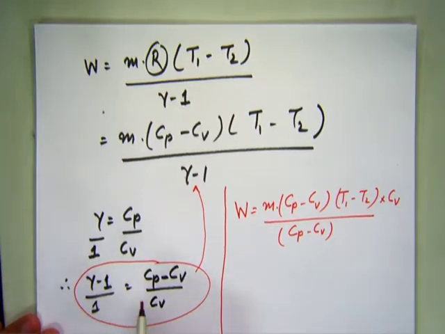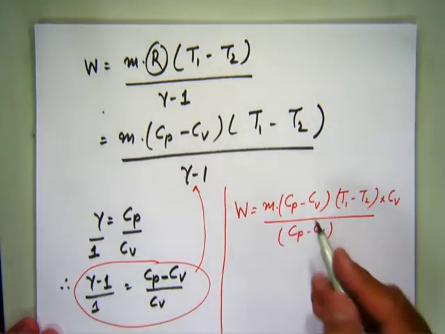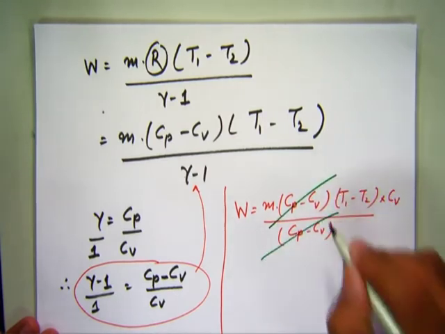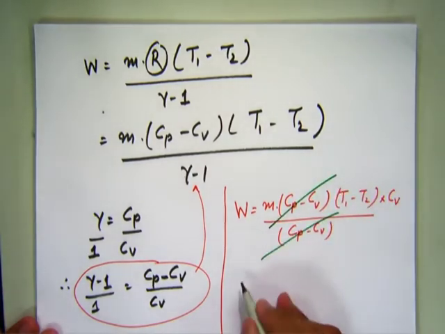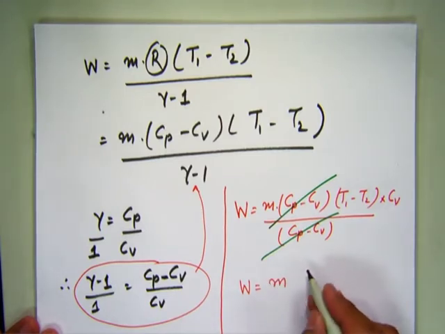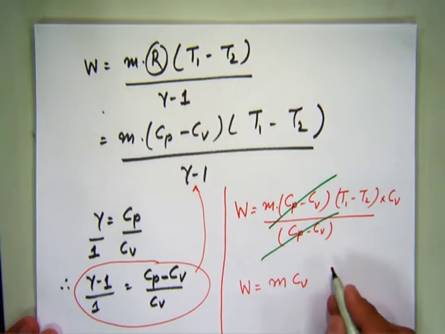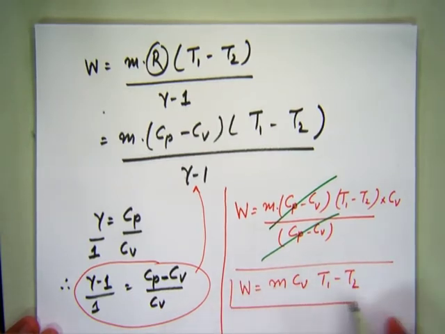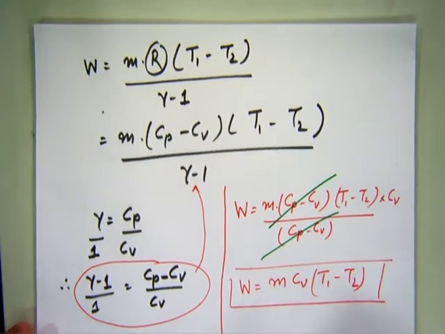So what you will get, Cp minus Cv will be cancelled out. At last you will get m Cv T1 minus T2. Work done is W is equal to m into Cv into T1 minus T2.